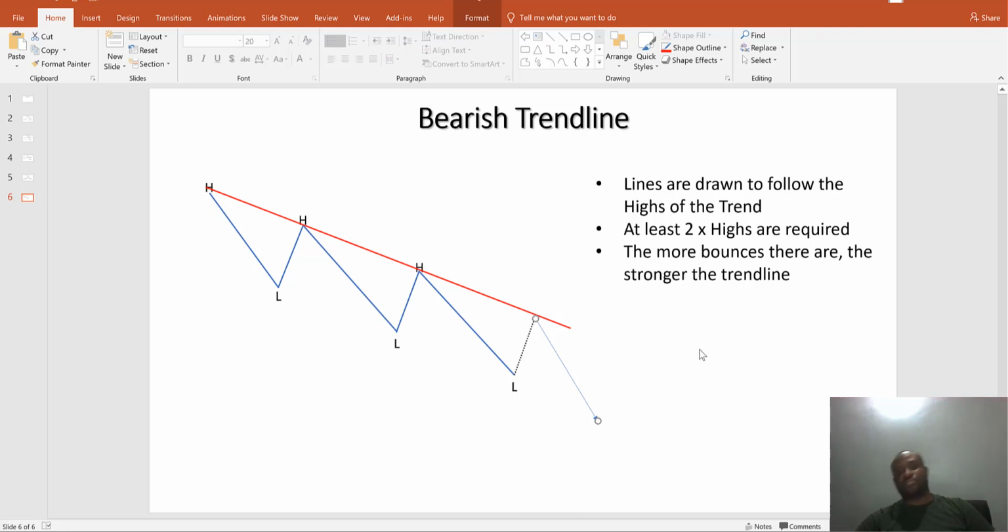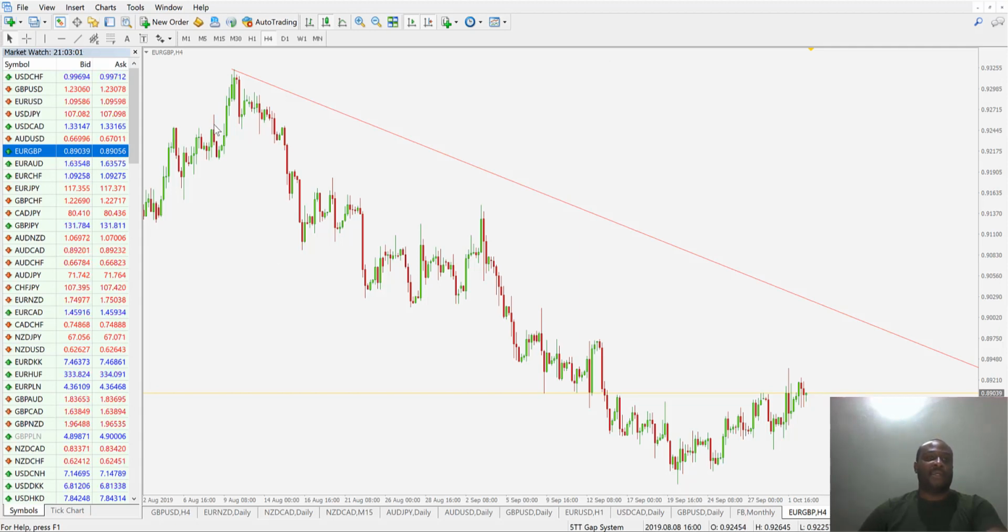Okay, so let's go straight to the chart and just see examples of that. This is just a random chart. In this case, it's a Euro GBP chart, and this is the H4 time frame, right?